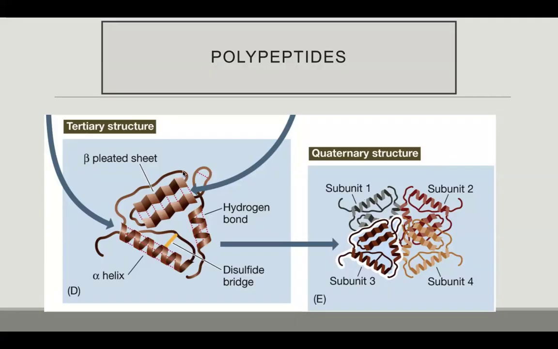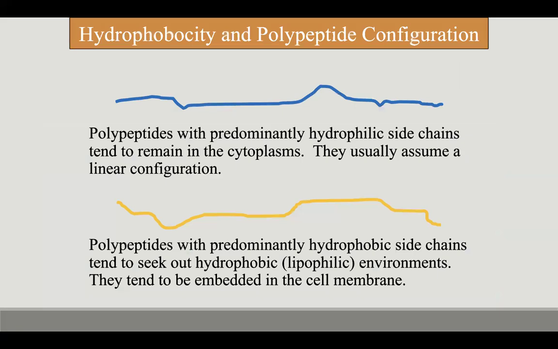And quaternary structures are just multiple tertiary structures bound to each other. So this can just be one subunit of multiple. So hydrophobicity can change polypeptide configurations. So polypeptides that have predominantly hydrophilic side chains remain in the cytoplasm as it's a hydrophilic region. So they usually assume a linear configuration.